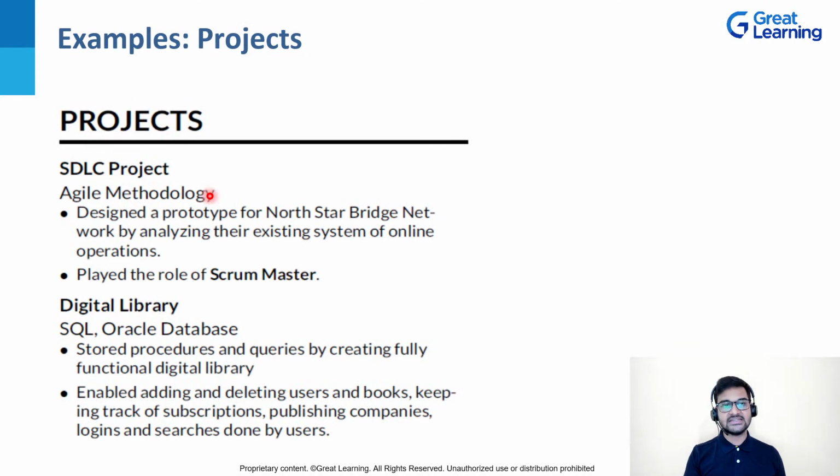This is the title: SDLC project, Agile methodology, designed a prototype for North Star, a bridge network by analyzing their existing system of online operations. Played the role of Scrum Master. Very precisely written, not taking a lot of space, and it's very clear that this was the project, this was the role of the person, and this is what the person has done. So it's very, very clear and very, very precise. That's one example of a good writing for a project section.